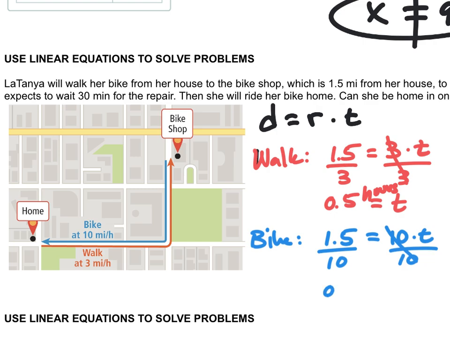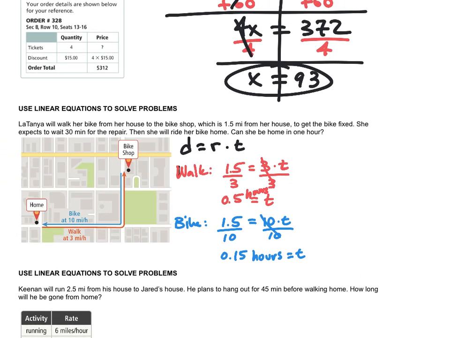That's going to give me 0.15 hours, okay? And that's equal to t, okay? So the question is, she walks her bike to the bike shop. That takes 0.5 hours. And then she expects to wait 30 minutes for the repair. Well, 30 minutes is equivalent to 0.5 hours. So 30 minutes equals 0.5 hours.